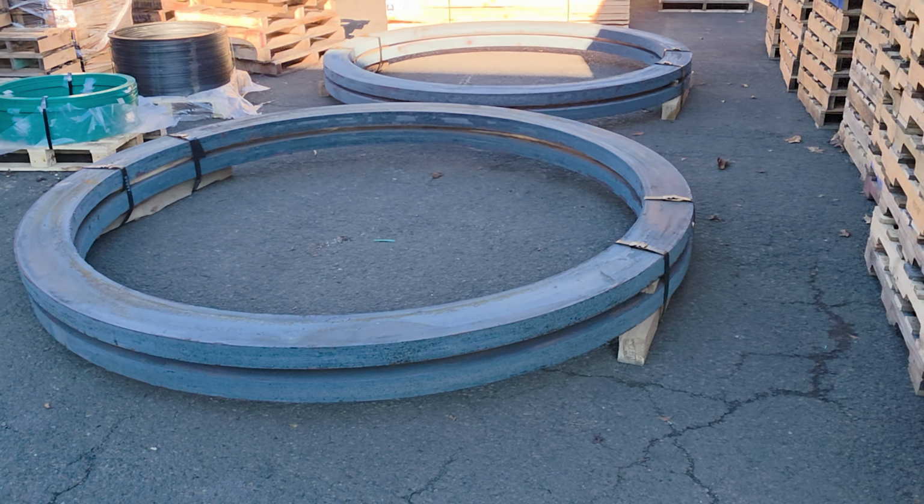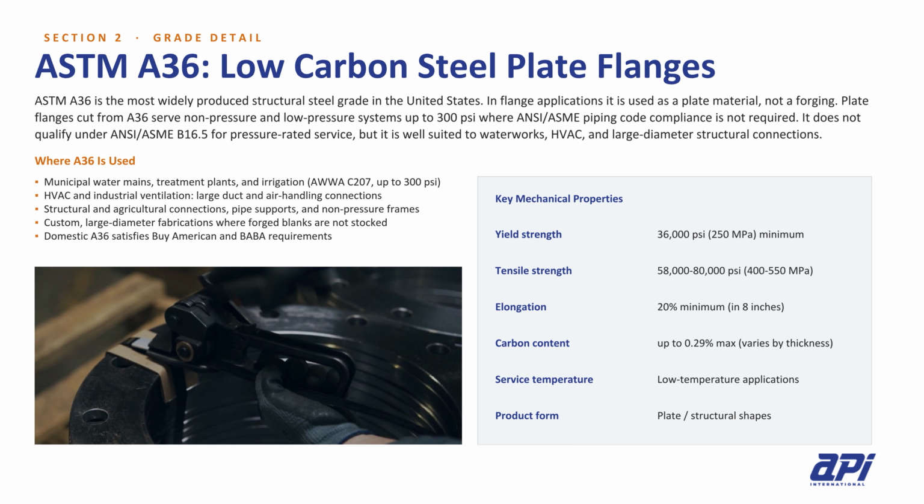ASTM A36 is the most widely produced structural steel grade in the United States. In flange applications, it is manufactured from plate rather than a forging. Plate flanges cut from A36 serve non-pressure and low-pressure systems up to 300 psi, where ANSI/ASME piping code compliance is not required. It does not qualify under ANSI or ASME B16.5 for pressure-rated service, but it is well suited for waterworks, HVAC, and large diameter structural connections.